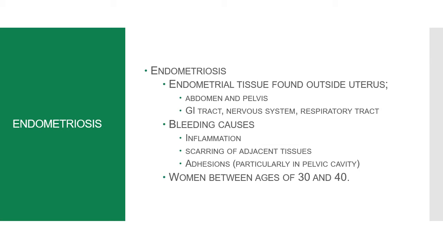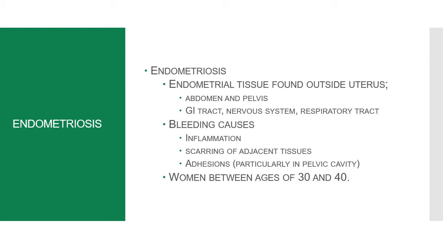So the endometrial tissue itself can be found outside of the uterus, most often in the abdomen and the pelvis, but also in the GI tract, like in the rectum, in the nervous system, even the central nervous system, and in the respiratory tract. It goes through the same cycle of engorgement and then sloughing and bleeding as the regularly located endometrial lining does. And so people may have severe abdominal pain from bleeding in the GI tract or from bleeding into the peritoneum, causing some mild irritation and peritonitis. If it's in the respiratory tract, it can cause respiratory inflammation. And obviously, if it's in the nervous system, that can cause some nervous system issues as well.